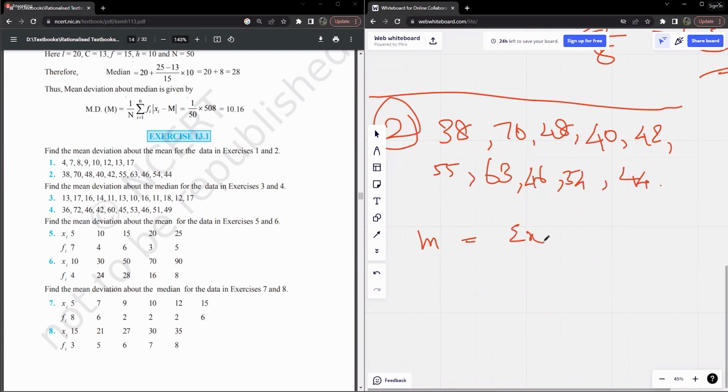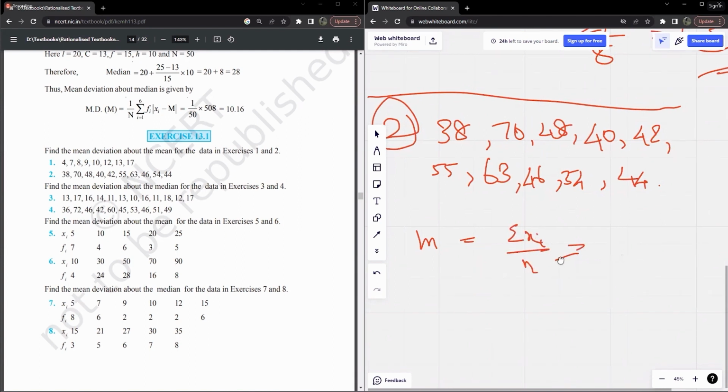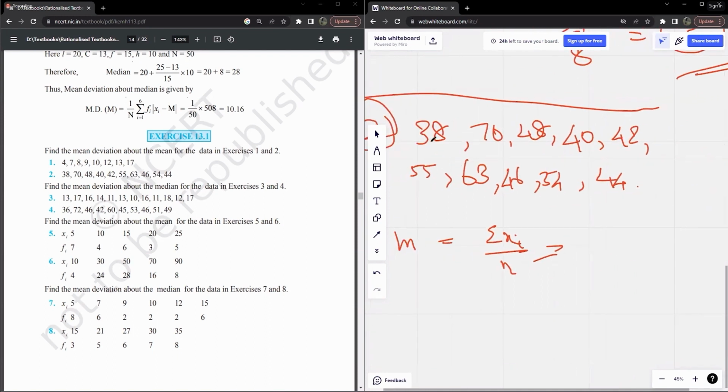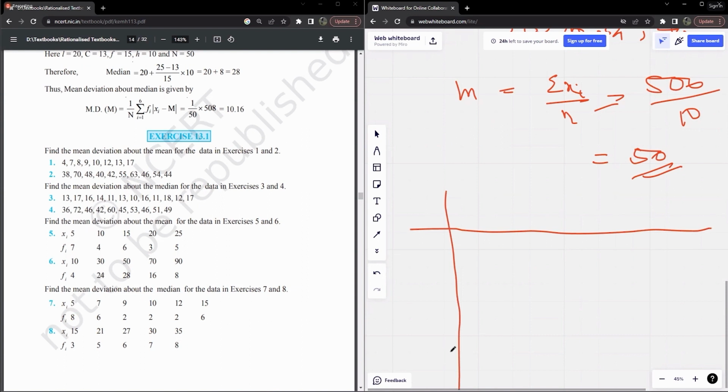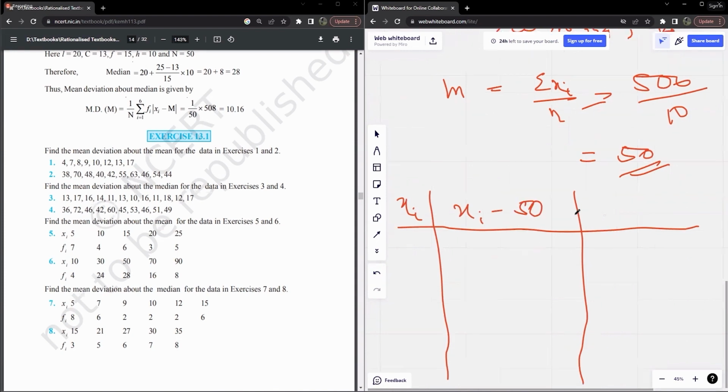This is going to be sigma of xi divided by n, which is basically equal to, I'm not dealing with the whole 38 plus 70 plus 48 thing. I'm going to directly write the answer as 500 divided by 10. So I'm going to get the mean as 50. All right. So now again, drawing the table, this is xi. Then this is xi minus 50, or xi minus small m.